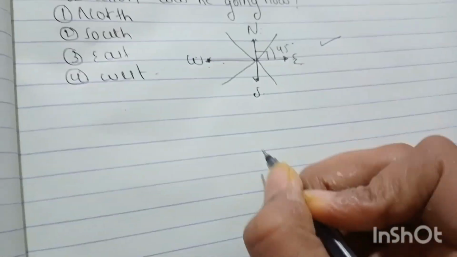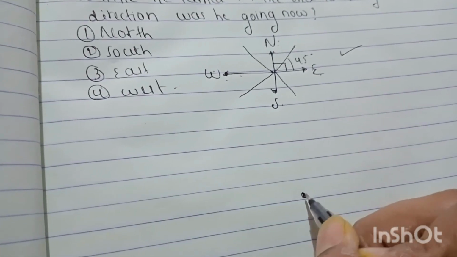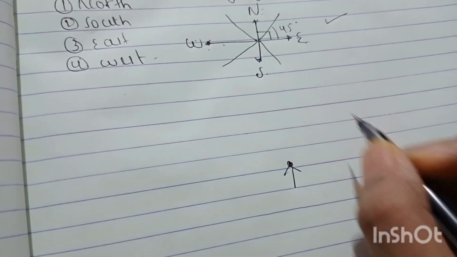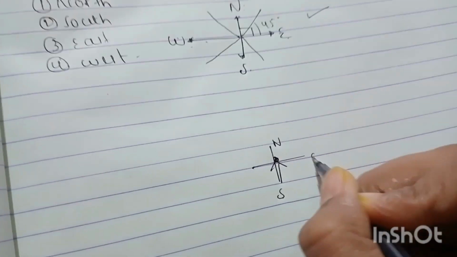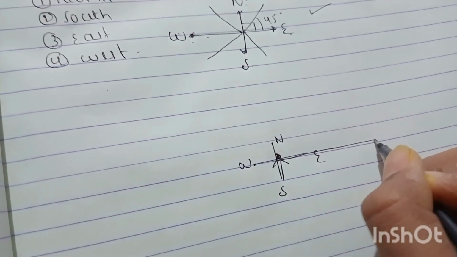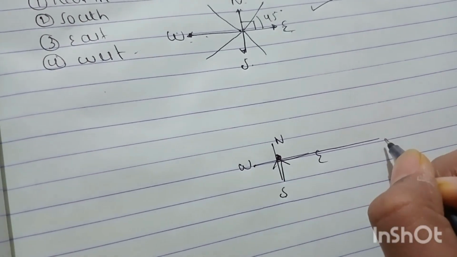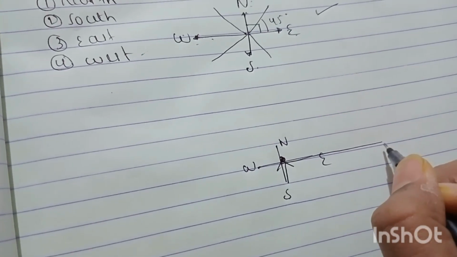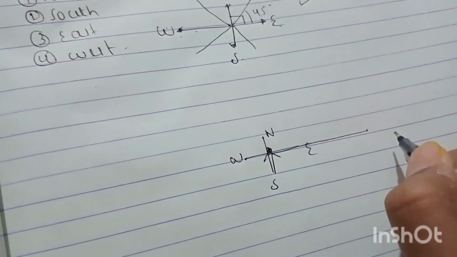Here what happens? Consider a man as yourself. A man started to walk towards east. What is east? East is here. This is north, this is south, this is east, this is west. So this is a man who is starting walking towards the east. After moving a distance, he turned to his right. After moving a distance, he turned to his right.